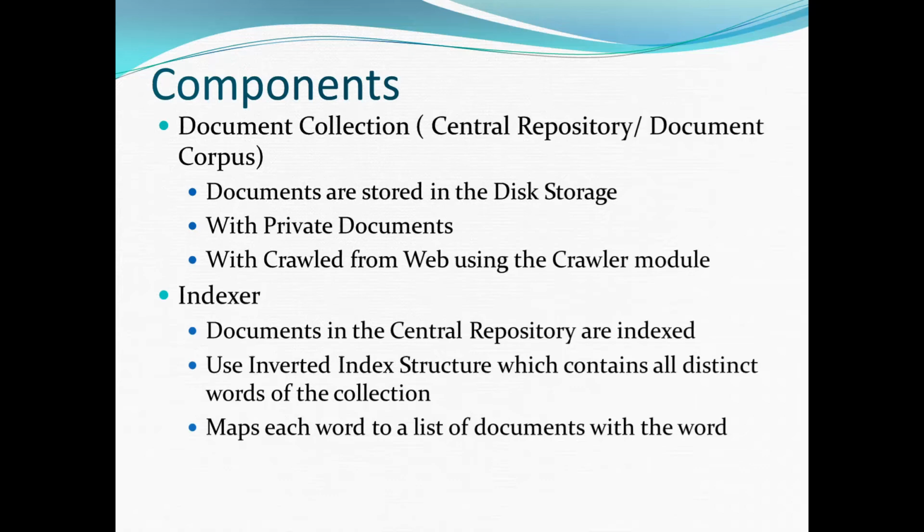The first component is called document collection. It is also called as central repository or document corpus. It stores all the documents in the drive. It includes both public documents as well as the private documents of the organization. In web information retrieval systems, a web crawler is used to generate the document collection.